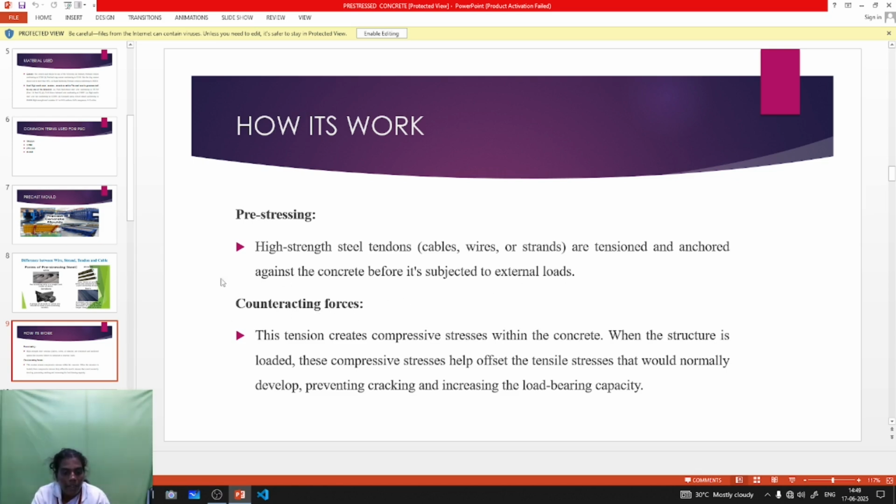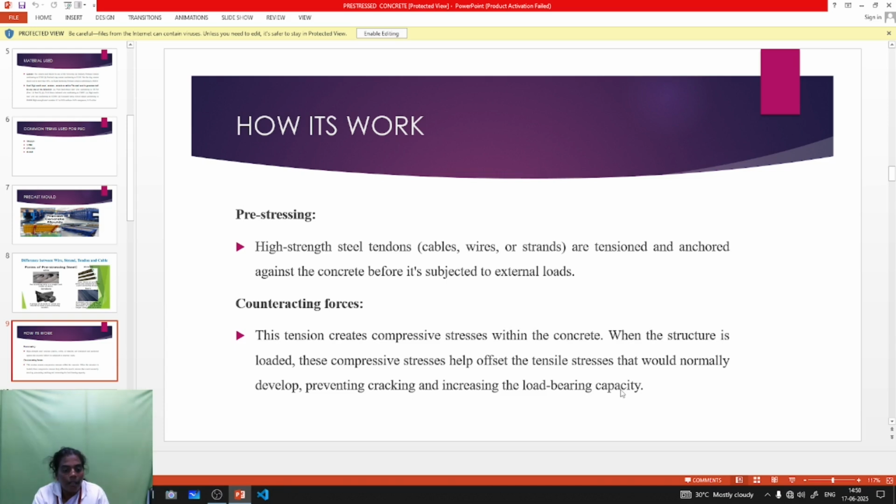Then the counteracting forces, this is the principle. The principle means balance, the load balancing concept. So by counteracting the two forces, pre-stressed concrete works. How do we counteract the forces? The tendon is tensioned before the concrete is poured. These are the counteracting forces. The tension creates compressive stress within the concrete. When the structure is loaded, these compressive stresses help absorb the tensile stresses that would normally develop, preventing cracking and increasing the load bearing capacity.